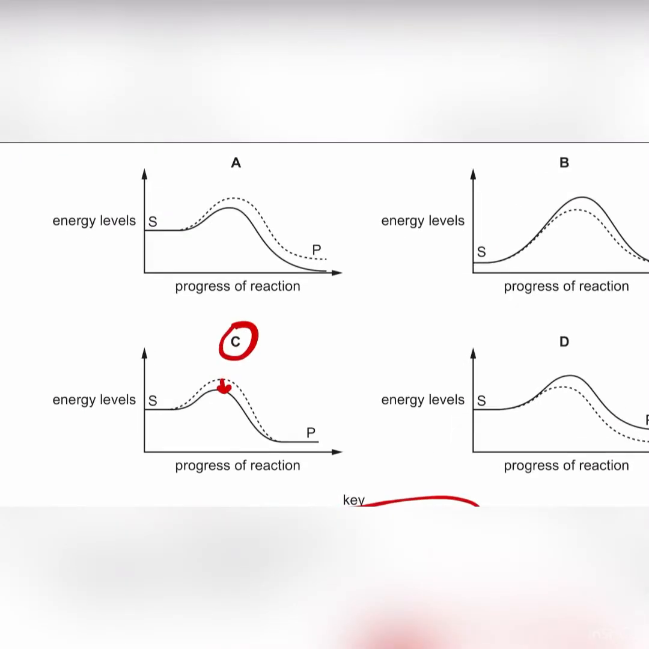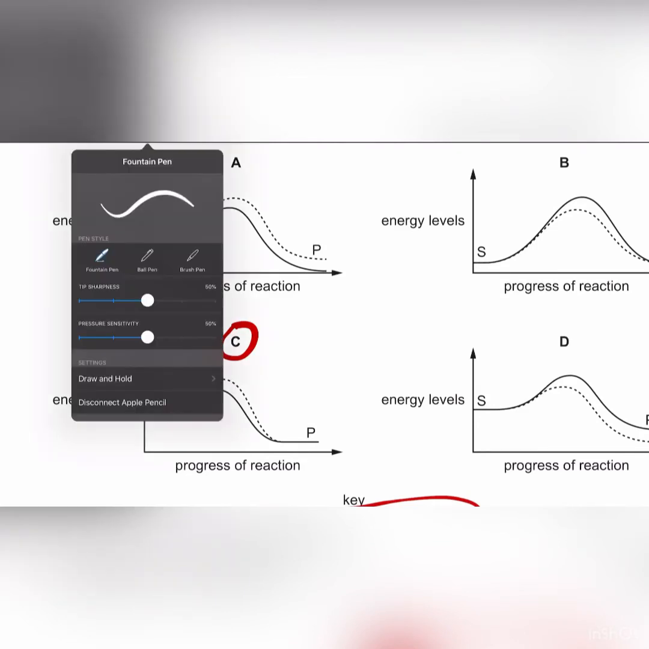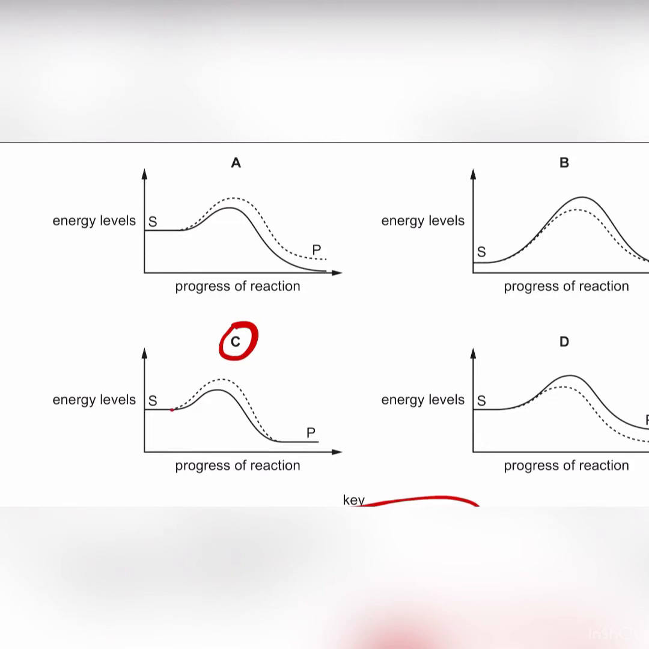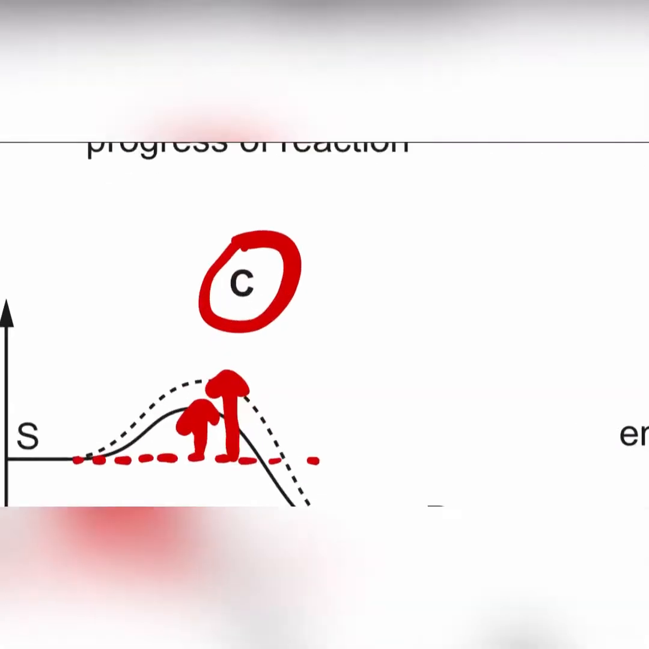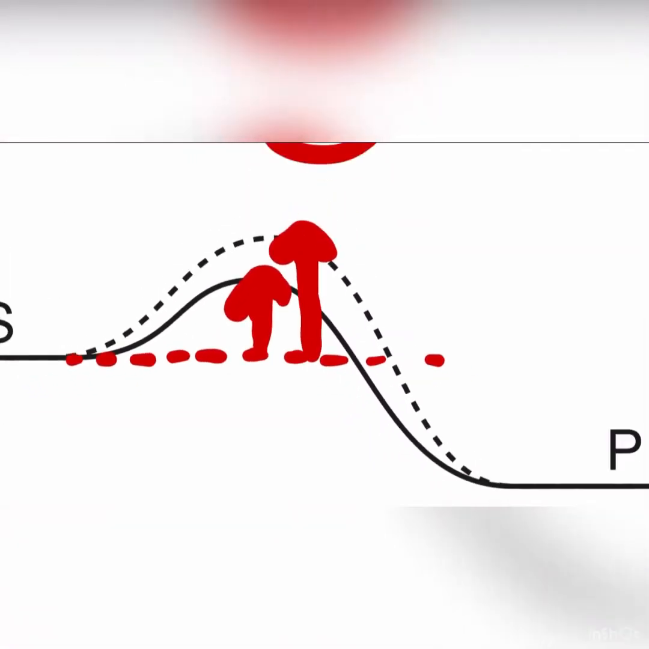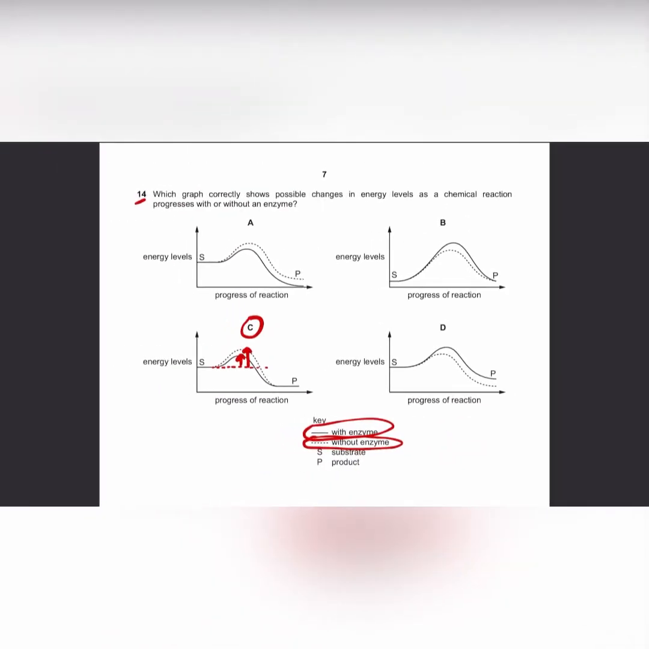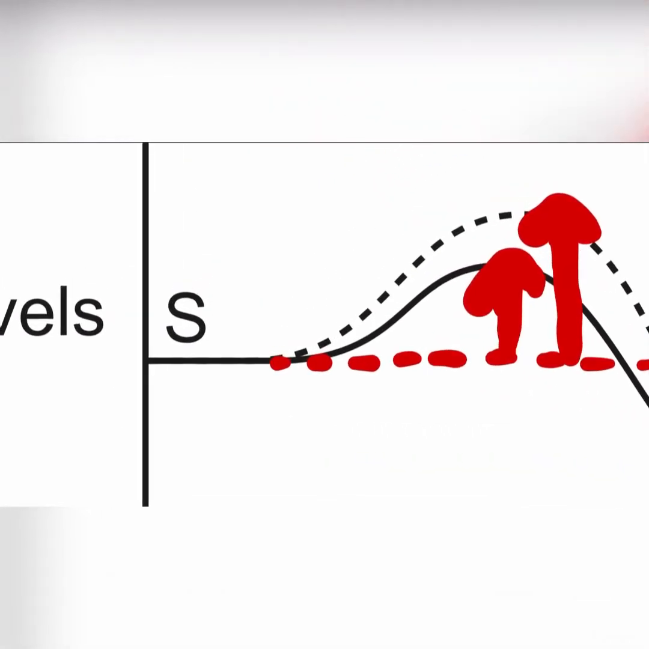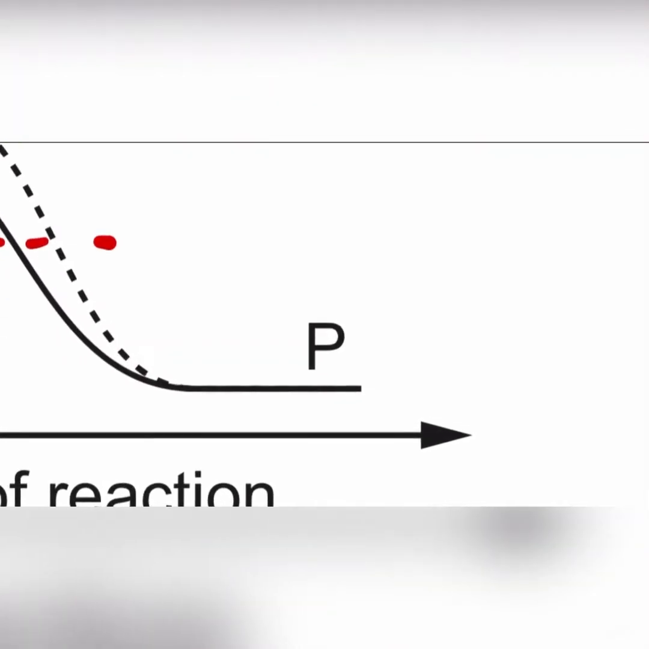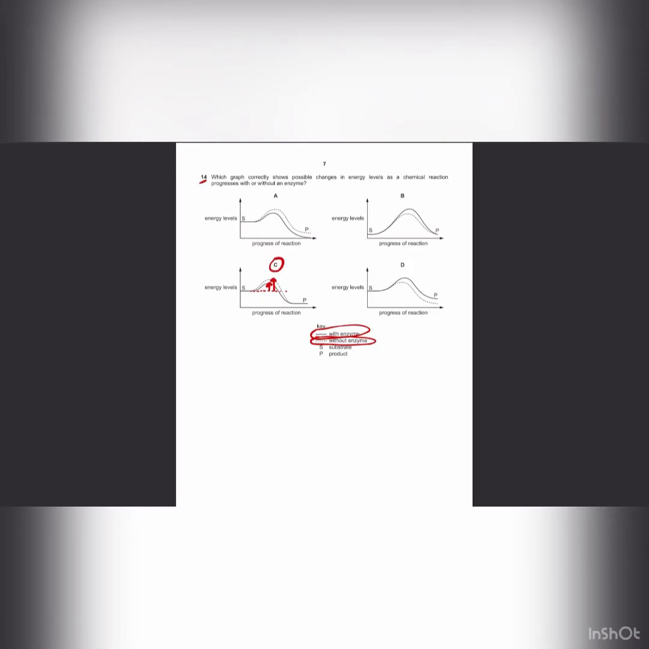How do we find the activation energy? Let me tell you. If you want to check the activation energy, extend the reactant level and draw an arrow from the reactant level to the maximum point. So you can see that for the dotted line, the activation energy is higher, and for the firm line, the activation energy is lower. And this is true that with enzyme, activation energy decreases. However, the graphs meet at the energy level of the substrate and the energy level of the product. So the answer is C.